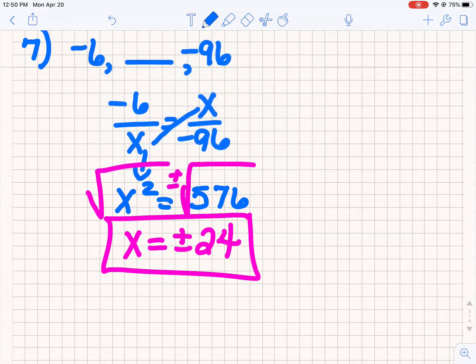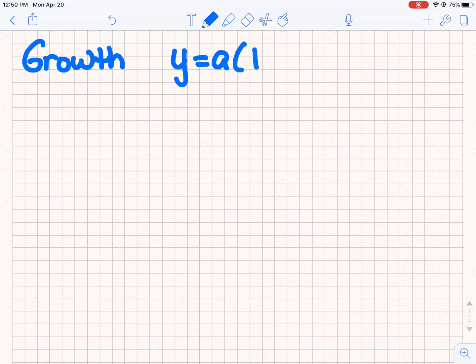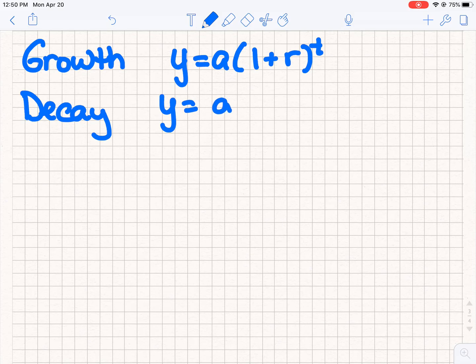There were 3 types of word problems I taught you. And some of you just made up some equations that you liked, I guess. There were 3 equations. There was a growth equation, which was y equals a(1 plus r) raised to the t. There was the decay, which is y equals a(1 minus r) raised to the t, so we're taking away the rate. And then there was compound interest.